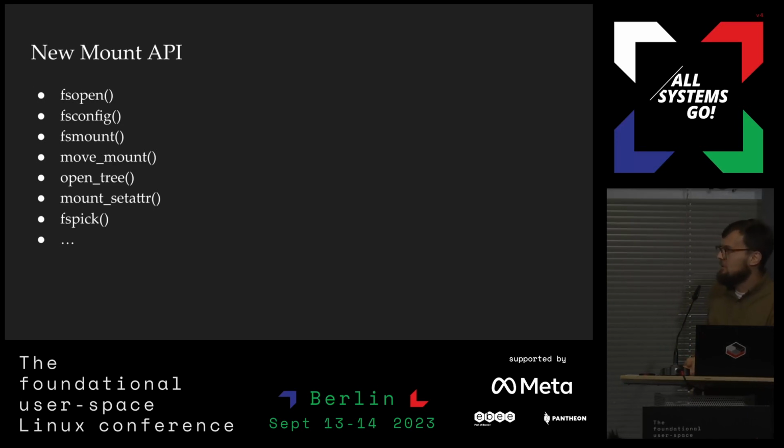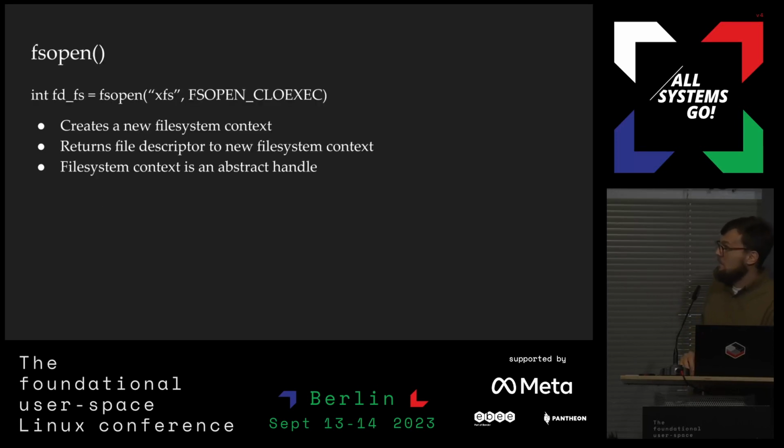So this is the current state of the mount API. We will come to this portion at the end of the talk, time permitting. And I'm going to cover the system calls, and I'm going to try to explain how you create mounts with the new mount API and what advantages it has over the old mount API.